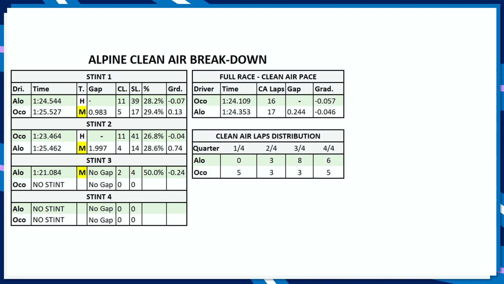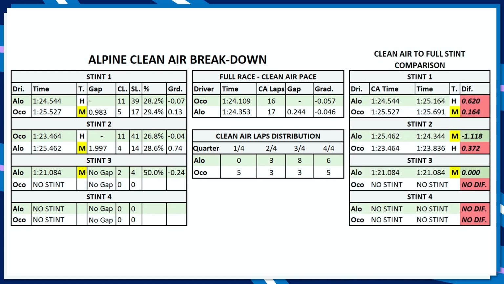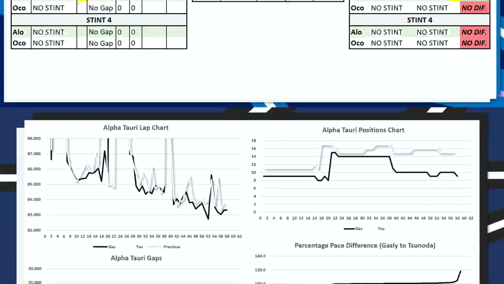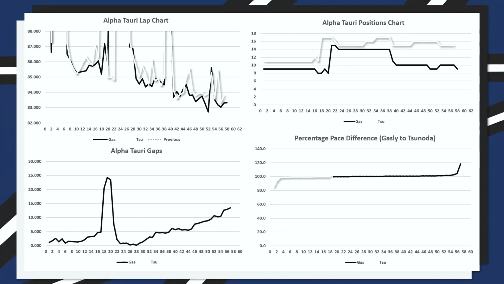We're taking a look at their quarter distribution. Ocon actually had significant amounts in the first quarter compared to Fernando Alonso, whereas the second, third and fourth quarters are actually fairly comparable. Then taking a look at their overall traffic breakdown, we can see that they lost a significant amount of time in stint number 1, Alonso losing an average of 6 tenths per lap in traffic, and Ocon losing 1.5 tenths.